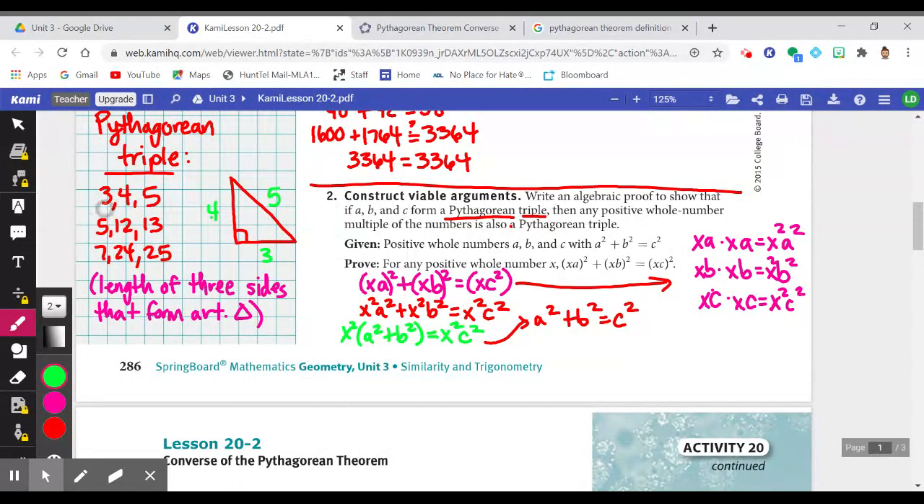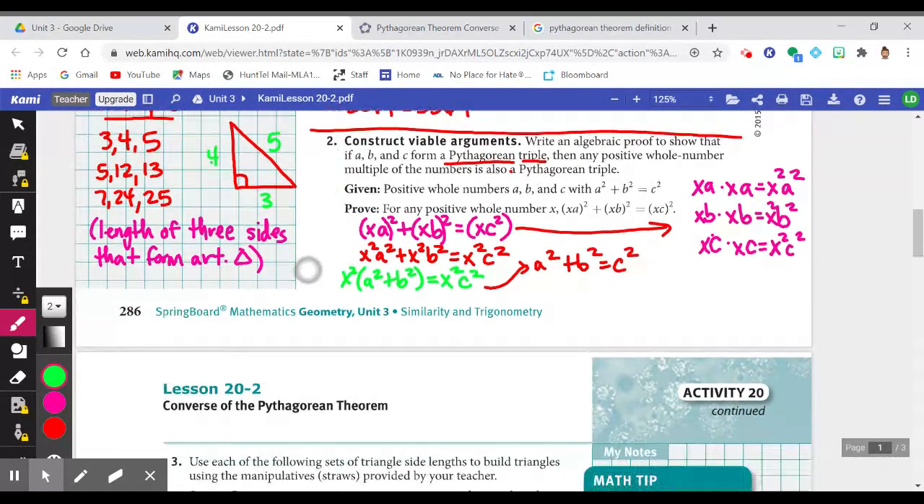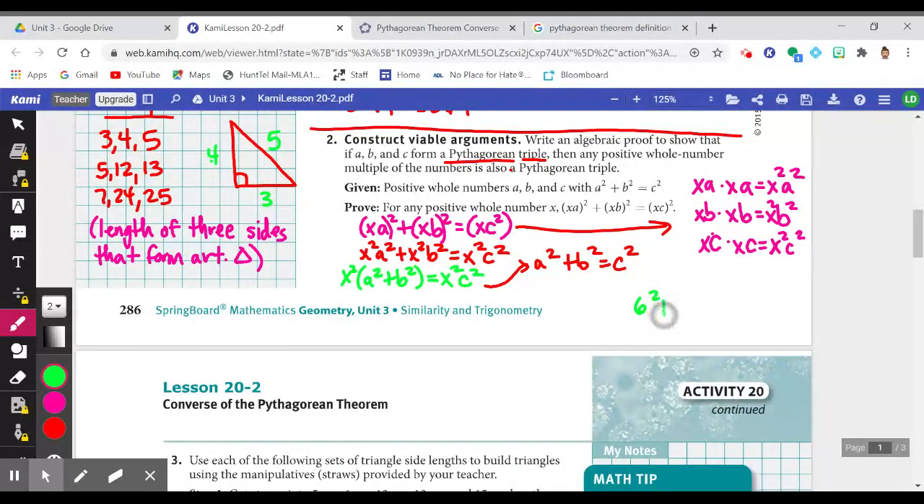For example, I could take a 3, 4, 5 triangle and dilate it with a scale factor of 2, and I would get a 6, 8, 10. And if you were to actually use the Pythagorean theorem, you will see that 6 squared plus 8 squared does in fact equal 10 squared, just like 3 squared plus 4 squared does in fact equal 5 squared. So once you learn a Pythagorean triple, any multiple of those numbers is also a Pythagorean triple. That's what this is trying to tell us here.